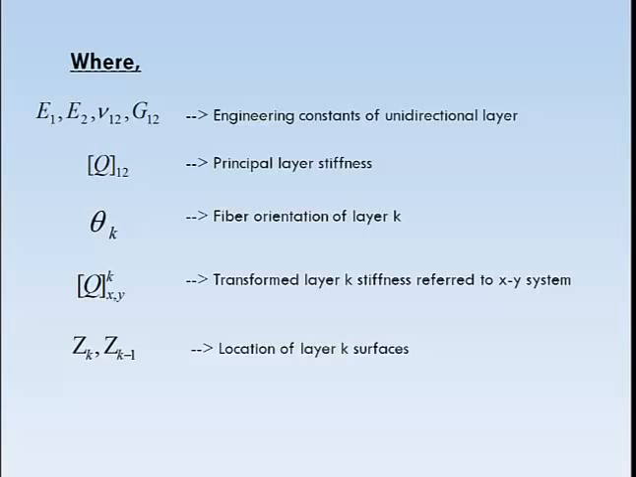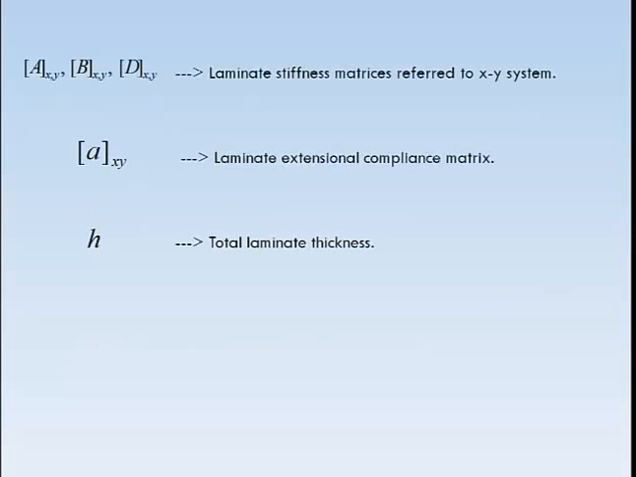Where E1, E2, nu12, G12 are engineering constants of unidirectional layer. Q12 represents principal layer stiffness, theta K, fiber orientation of layer K. Q of XY is transformed layer K stiffness referred to XY system. ZK and ZK-1 are the location of layer K stiffnesses.